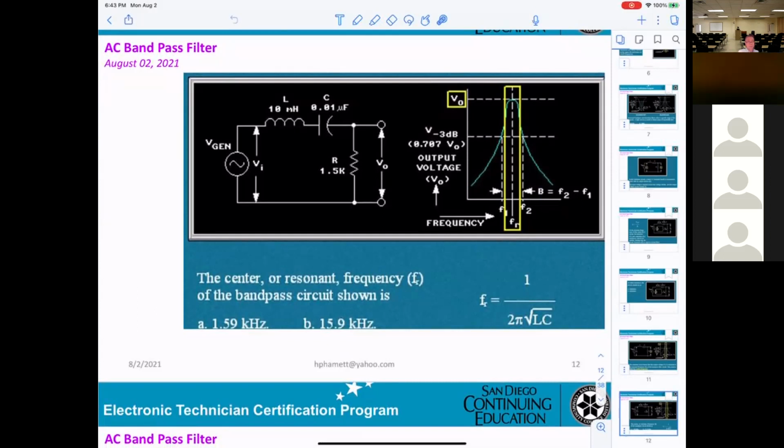Mr. Pham, is that nano or milli henrys? See, 10 millihenry. Oh, 10 millihenry, and 0.01 microfarad. The answer is B, 15.9. Perfect. The answer will be B, 15.9 kilohertz.